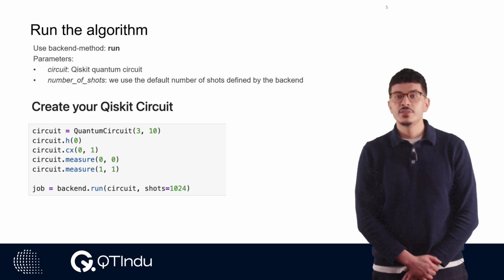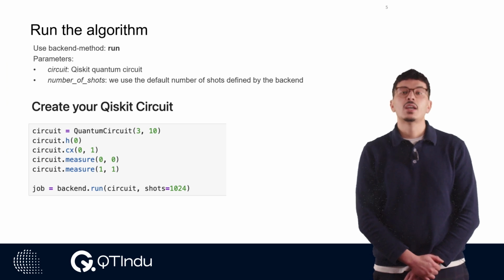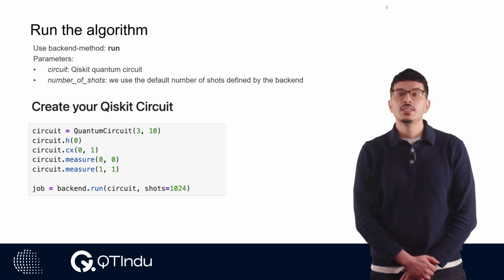If this is not specified, we use the default shots value of the backend. In this case, this is 1024. Obviously, the higher the number, the longer it will take to run the algorithm. When the algorithm is scheduled and runs successfully, we get back the result.